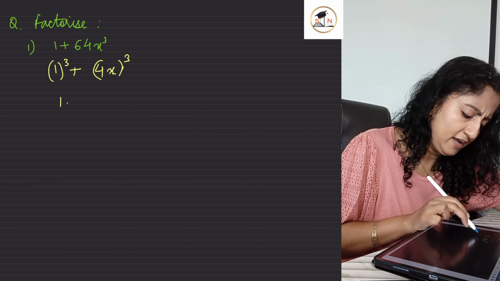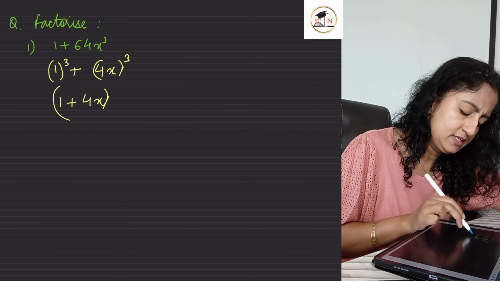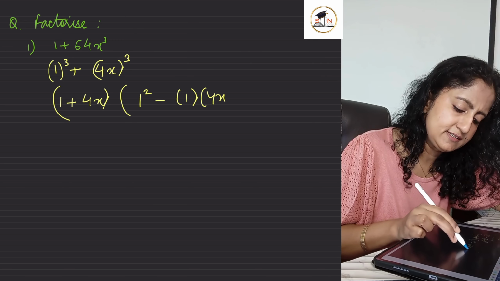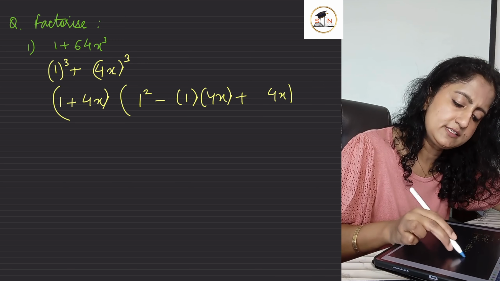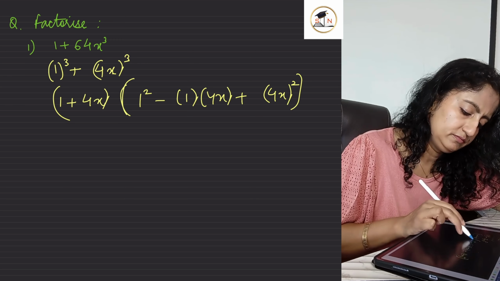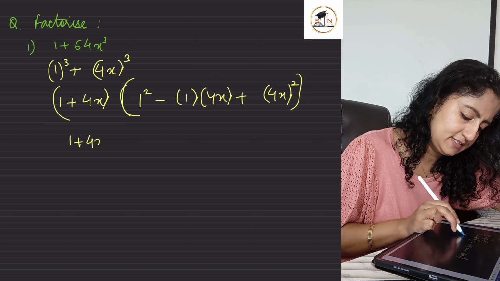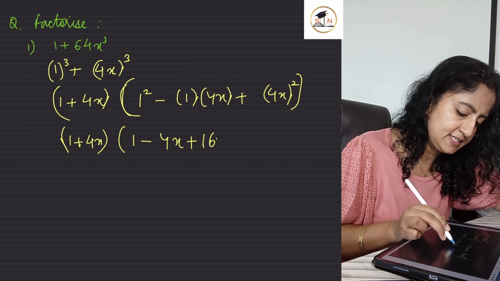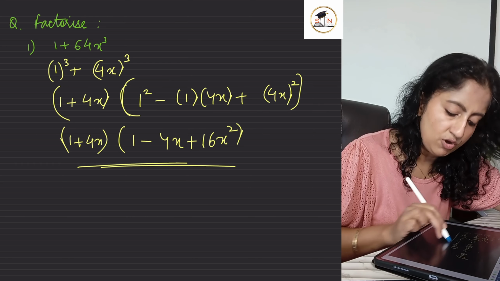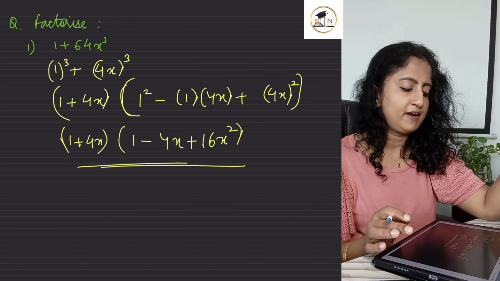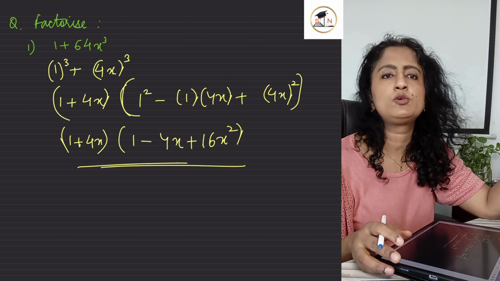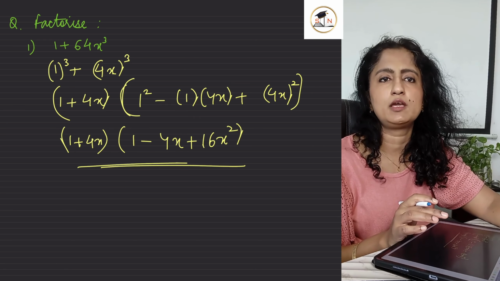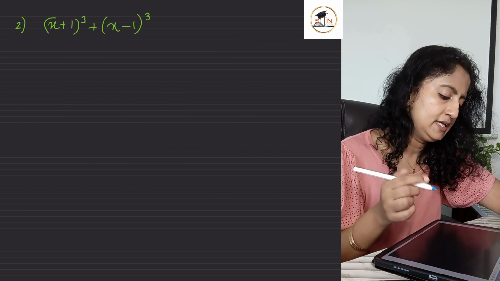Now what do we get? We have 1 plus 4x in the first bracket. The second bracket gives us 1 square minus 1 into 4x plus 4x whole square, right? So we get 1 plus 4x and then 1 minus 4x plus 16x square. And guys, that's all. This is the answer. So when you're factorizing something with respect to a cube plus b cube, it is as simple as that. Nothing else to do over here, right?